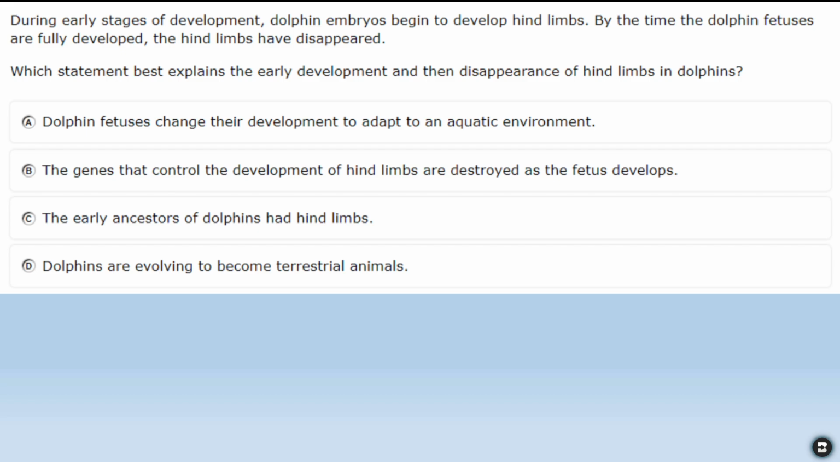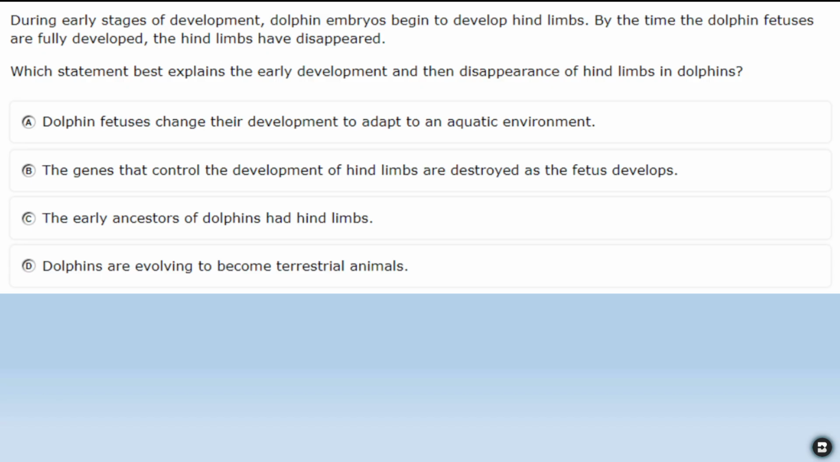All right. Continuing on, here's a question. For those of you in first and second period, you already saw this. However, for everyone else, let's see how well we can do. During early stages of development, dolphin embryos begin to develop hind limbs. By the time the dolphin fetuses are fully developed, the hind limbs have disappeared. Which statement best explains the early development and disappearance of hind limbs in dolphins?